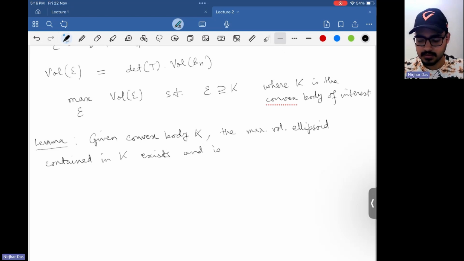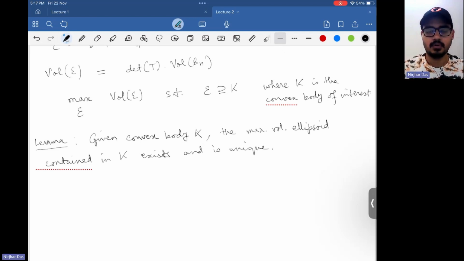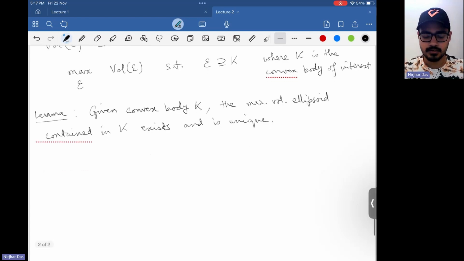What does this mean? It means that if you look at all possible ellipsoids that are contained in this convex body K, the supremum of the volume of all these ellipsoids is actually attained in this set of ellipsoids. Basically, first you have to argue that the supremum is indeed achieved in the set, and secondly, we will show the uniqueness through some more arguments. So first, let me get started with the existence part.